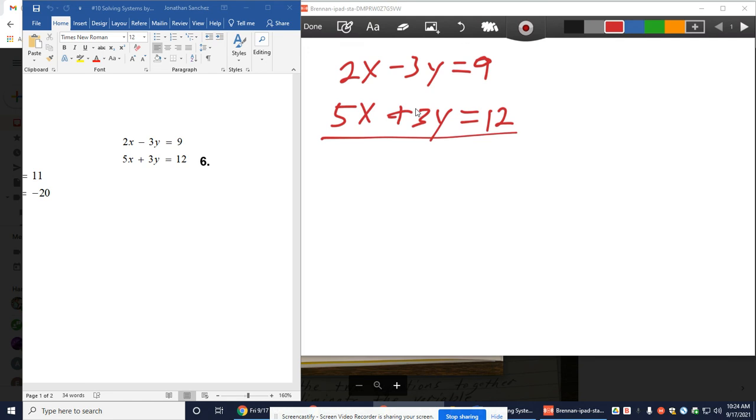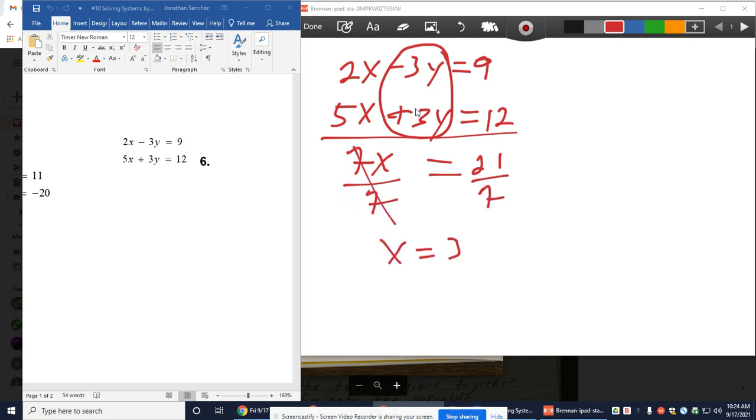Even though it's not 1 this time, it's positive 3 and negative 3 for the y's. So I have two y's that are exactly the same. One positive, one negative. All of that adds up to 0. 5x plus 2x is 7x. And that equals 21. All right. Again, these are so easy. Divide by 7, that cancels, and x equals 3.